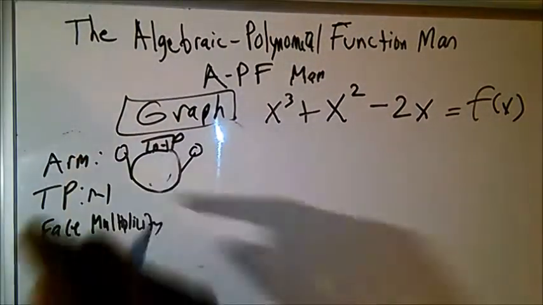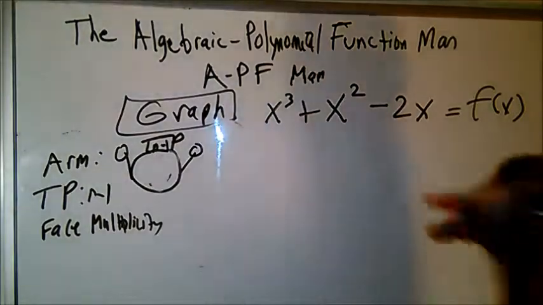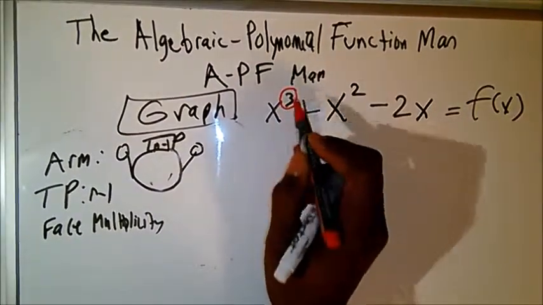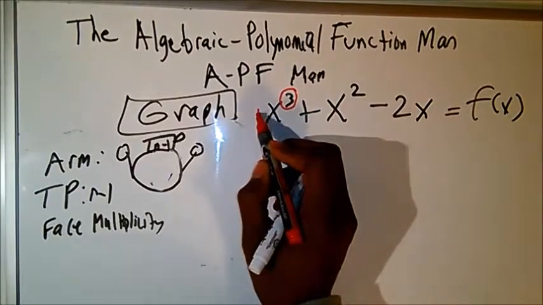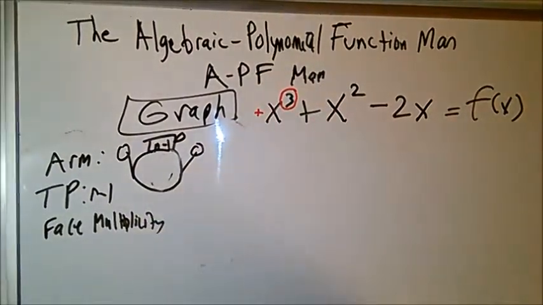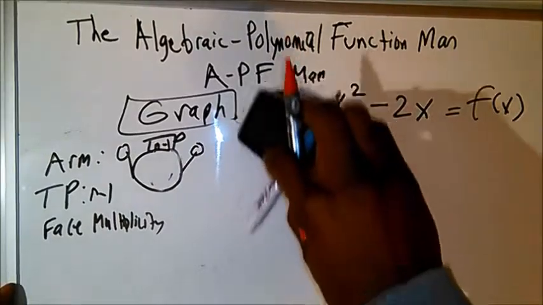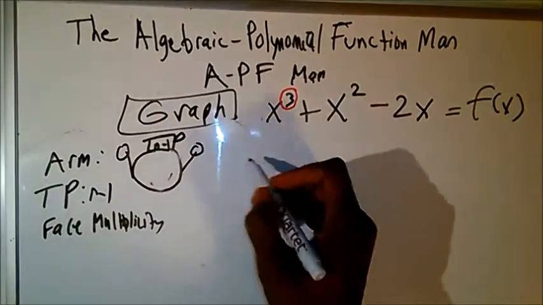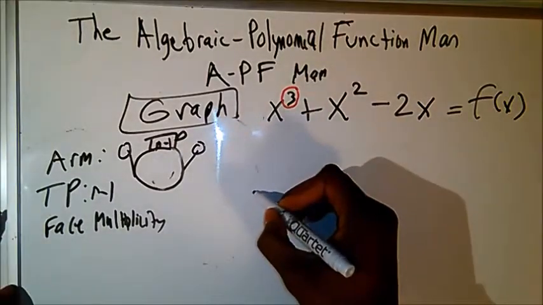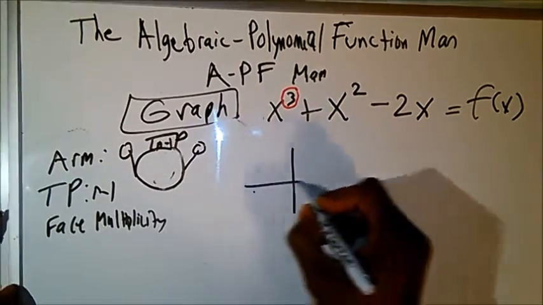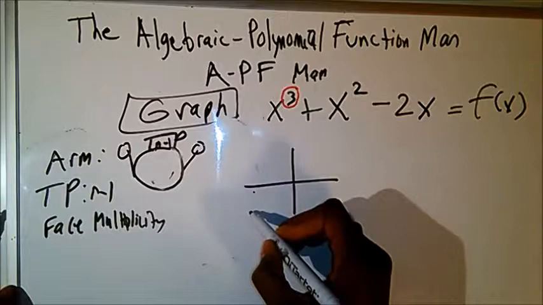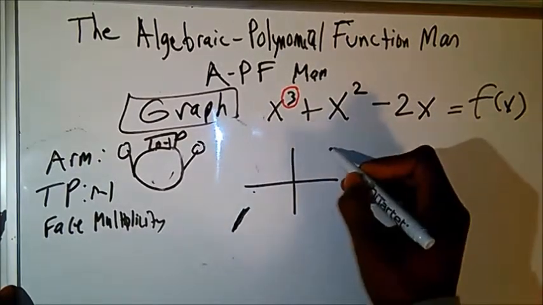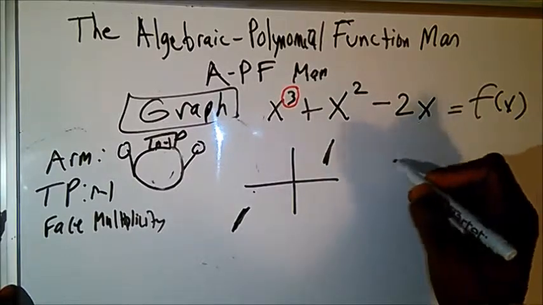So first, let's find out what the arms are. We look at the highest power. The highest power is 3, and it's positive, right? If nothing's there by default, it's positive. So our arms will be looking like this. It will be down in this region here, start here, and it's going to face up here. So our arms will look like this.